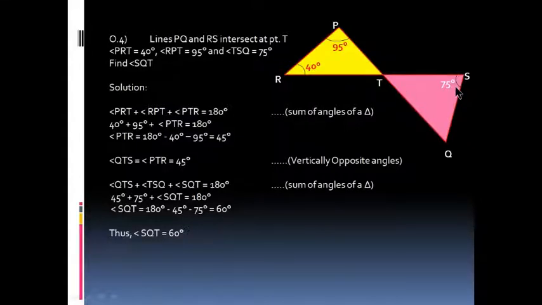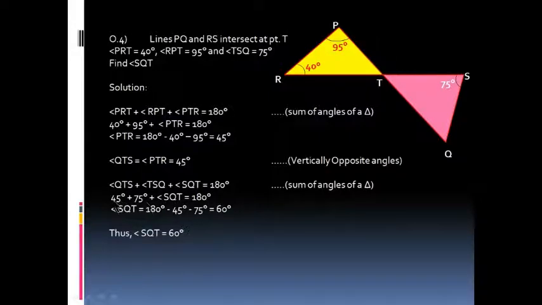This is given as 75 degrees. Again, we apply the sum of angles of a triangle is equal to 180 degrees. So for this triangle, angle QTS, which is 45 degrees, plus angle TSQ, which is given as 75 degrees, plus angle SQT is equal to 180 degrees. Sum of angles of a triangle. Then just substitute the values, 45 degrees plus 75 degrees plus angle SQT is equal to 180 degrees.